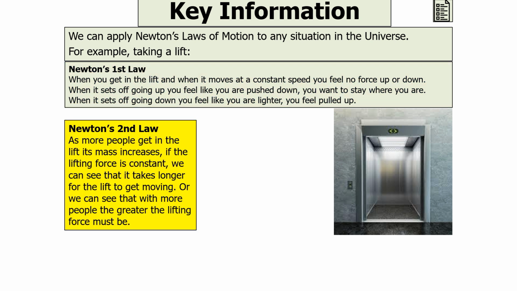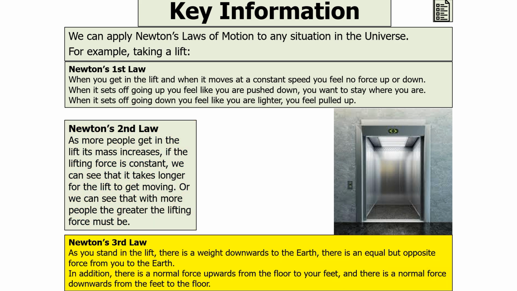In terms of the second law, as more people get into the lift, its mass increases. If the lifting force is constant, we can see it takes longer for the lift to get moving. Or we can see that with more people, the greater the lifting force must be. And finally, with Newton's third law, as you stand in the lift, there's a weight downwards to the earth, but there's also an equal but opposite force from the earth to you. In addition, there's a normal force upwards from the floor to your feet, and there's a normal force downwards from the feet to the floor.